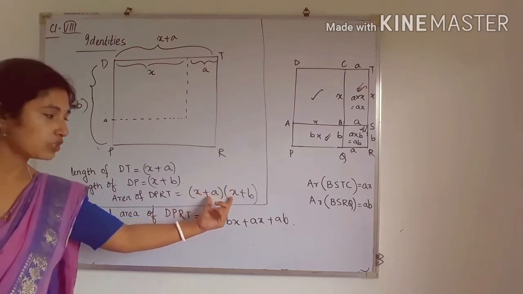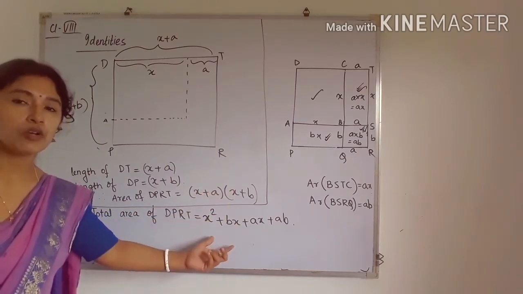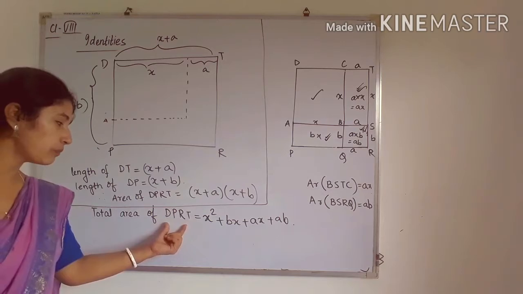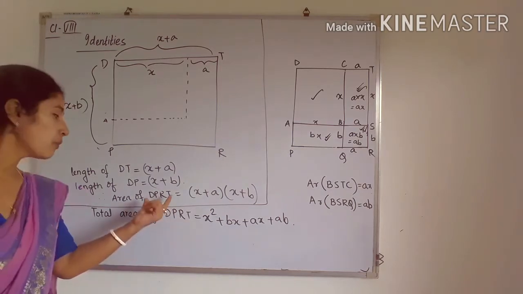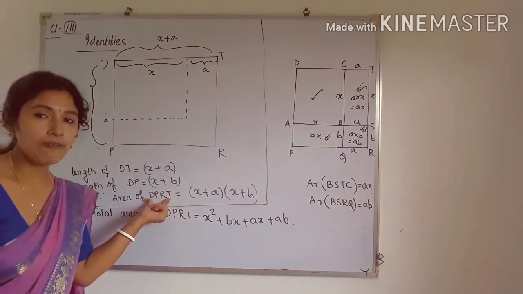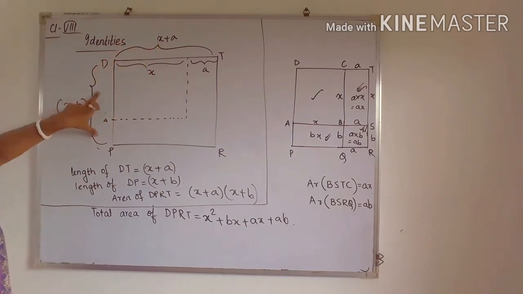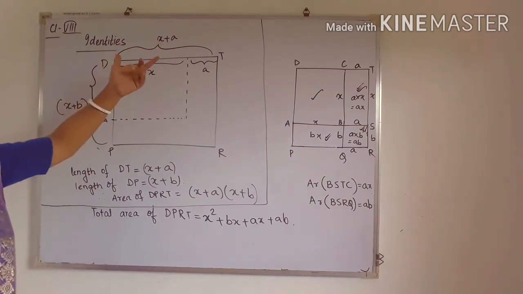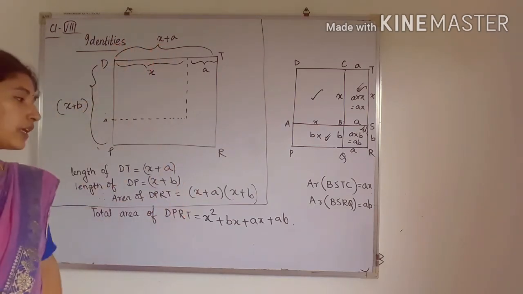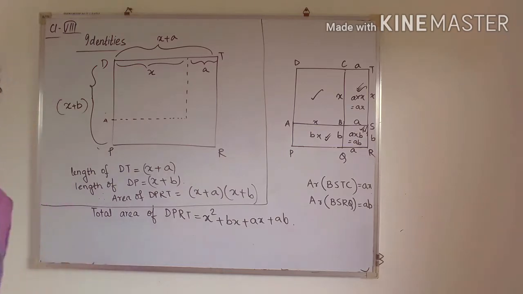So that means both the areas will be what? Same, because here also we are finding the area of DPRT but part wise, but here we are finding the area directly by taking the length and breadth. So both will be the same. So this is our first identity.